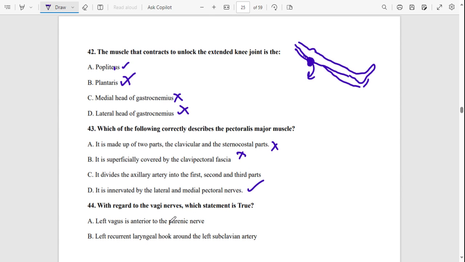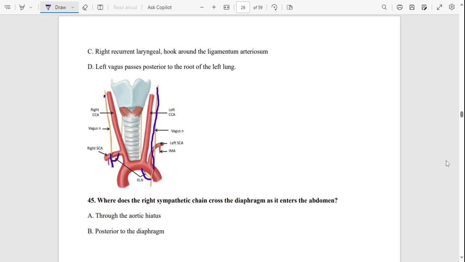Left vagus is anterior to the phrenic. This is not true. The vagus is posterior to the phrenic. Left recurrent laryngeal hooks around the left subclavian artery. Now, the one which hooks around the subclavian is the right. The left will hook around the arch of the aorta, so it cannot be correct. Right recurrent laryngeal hooks around the ligamentum arteriosum. The one which hooks around the ligamentum arteriosum is really not the right, but the same one which is rounding the arch of the aorta, which is the left.